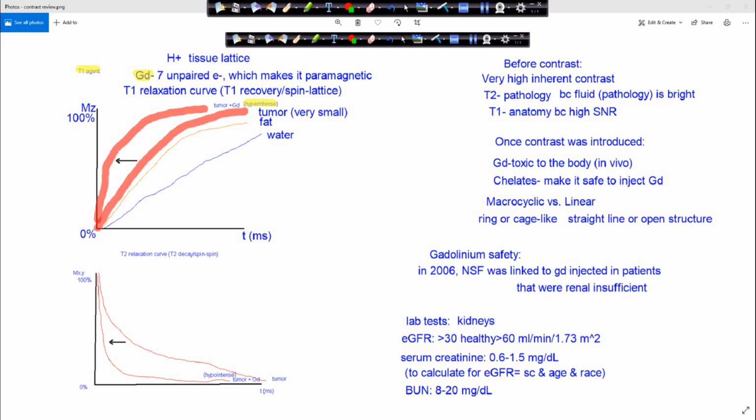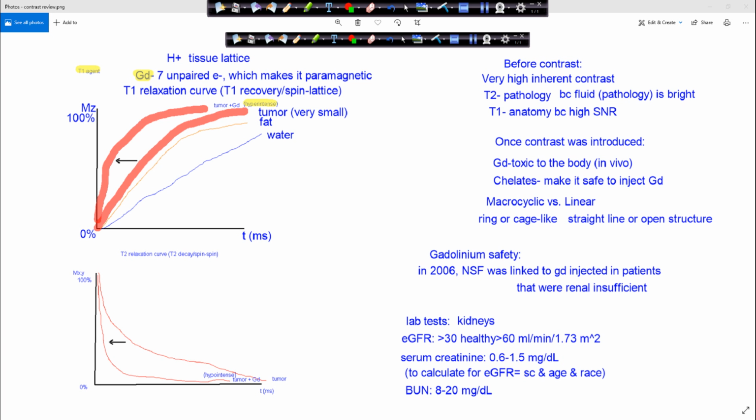Gadolinium is very toxic in the body in its natural state, so we need to chelate or bind it to a ligand to make it safe for in vivo, which means inside the body. Our gadolinium is excreted through the kidneys, so that's why it's so important to make sure you test the kidney function of your patient. And what is the main lab value that you're really interested in with kidney function?